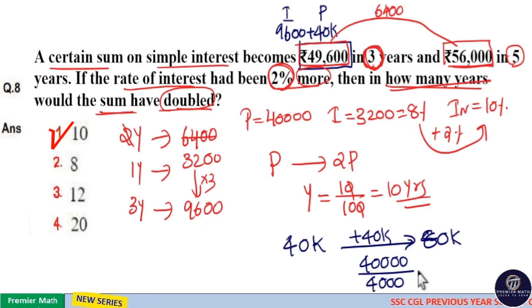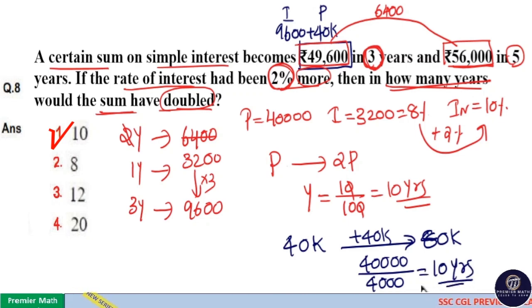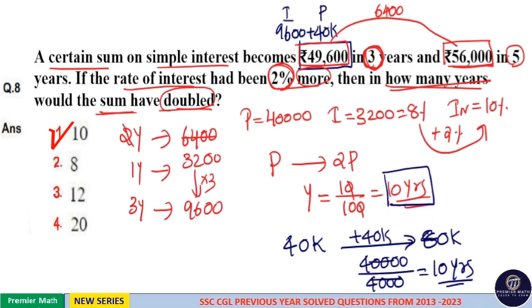So 40,000 by 4,000 is equal to 10 years. That is, in 10 years, 40,000 interest generated. So your answer is 10 years.